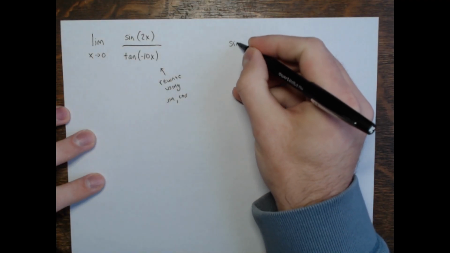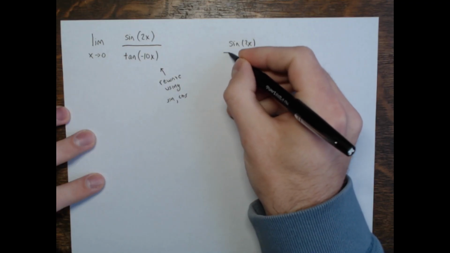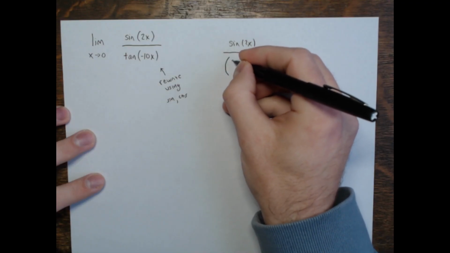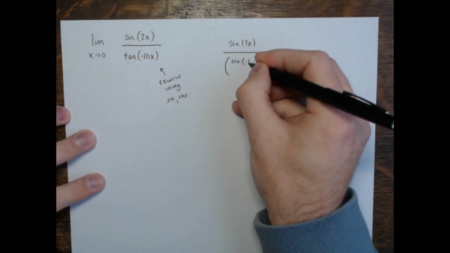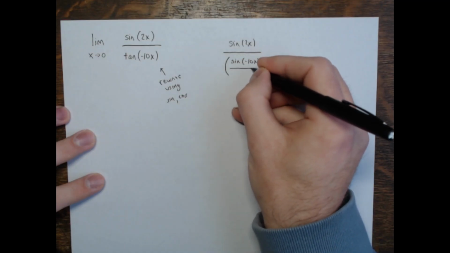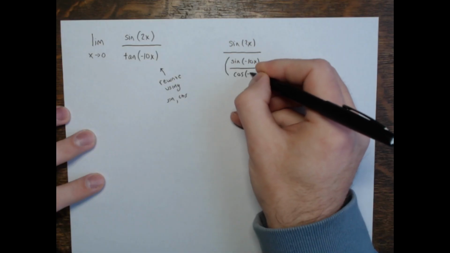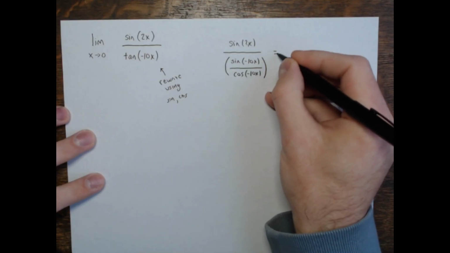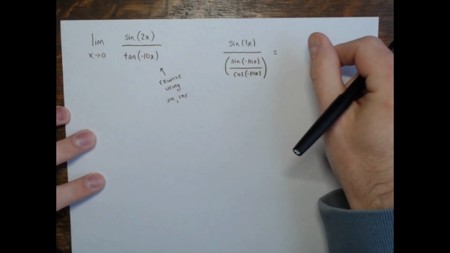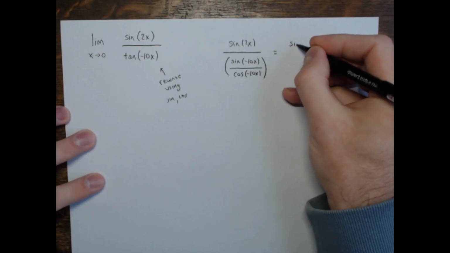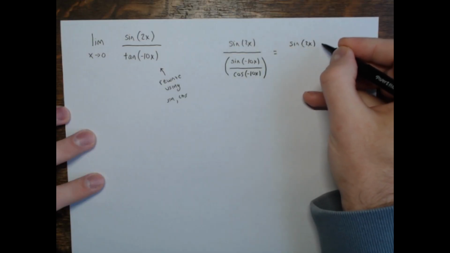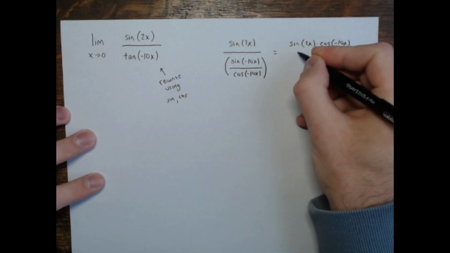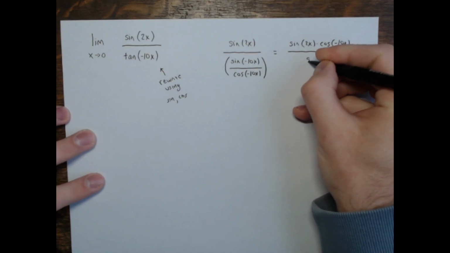So this is the sine of 2x divided by... and remember tangent is sine over cosine, so this tangent of 10x is the sine of negative 10x divided by the cosine of negative 10x, which, when you divide by something, you multiply by the reciprocal. So this is the sine of 2x times the cosine of negative 10x divided by the sine of negative 10x.